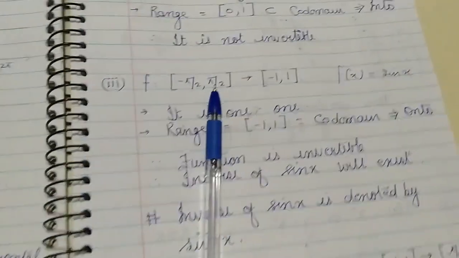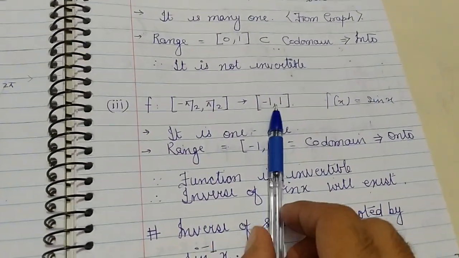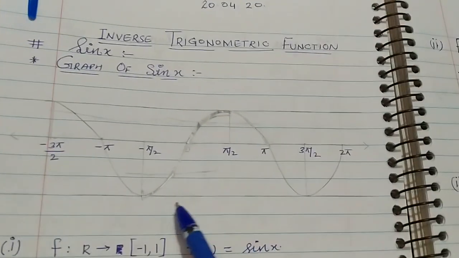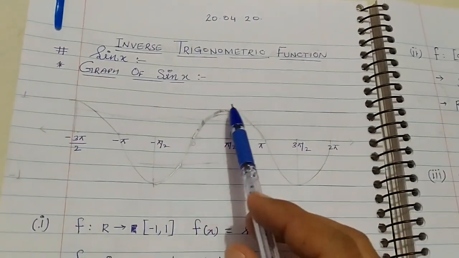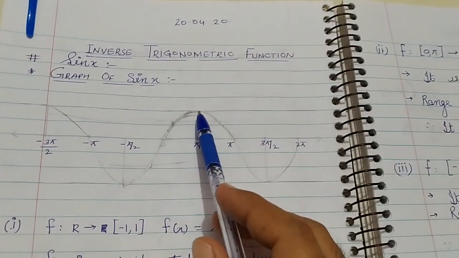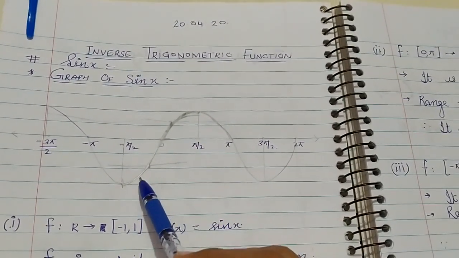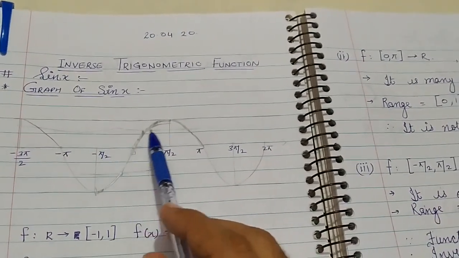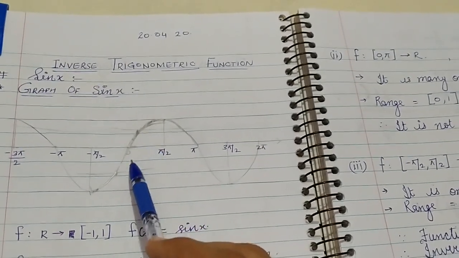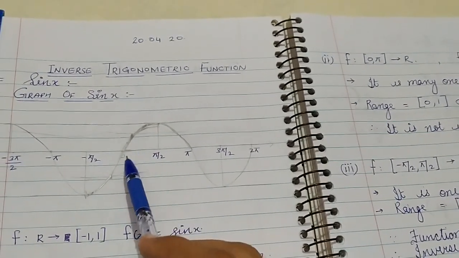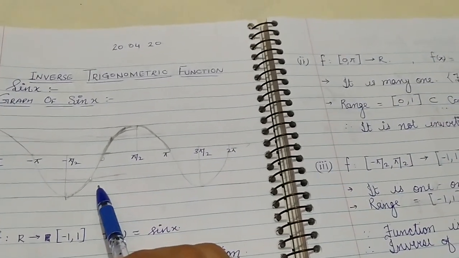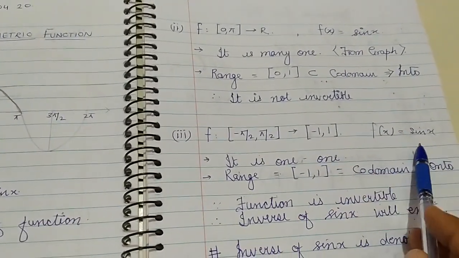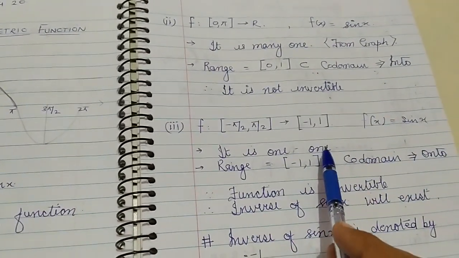Now move to the third condition, and under this condition the domain is minus pi by 2 to plus pi by 2 and the range is minus 1 to plus 1. So we shall consider only this portion which starts from minus pi by 2 to plus pi by 2, and it is in the form of the letter S. If we draw a horizontal line anywhere parallel to the x-axis, it intersects the curve at only one point. Therefore, using the horizontal line test, we can say that the given function, f(x) = sin x, is a 1-1 function.